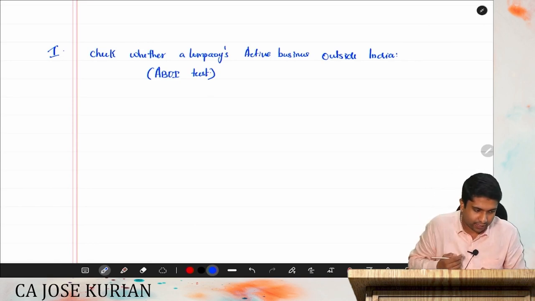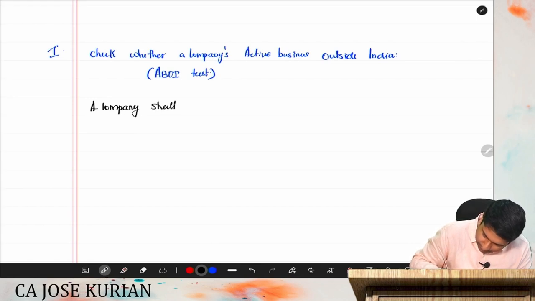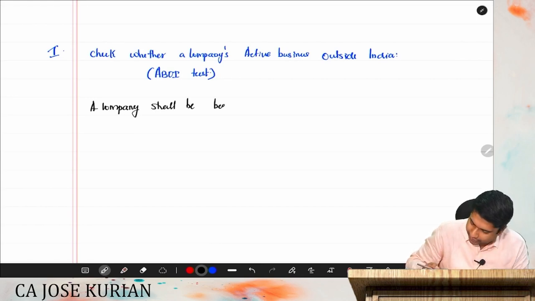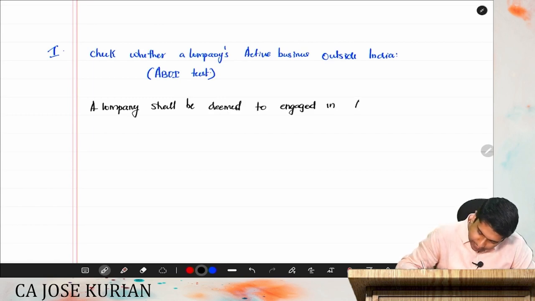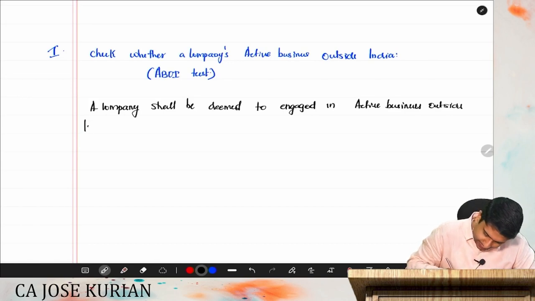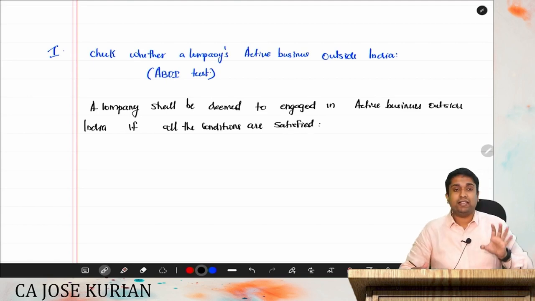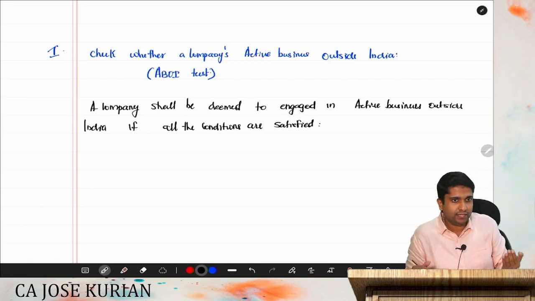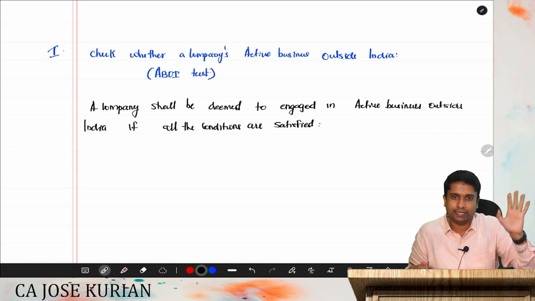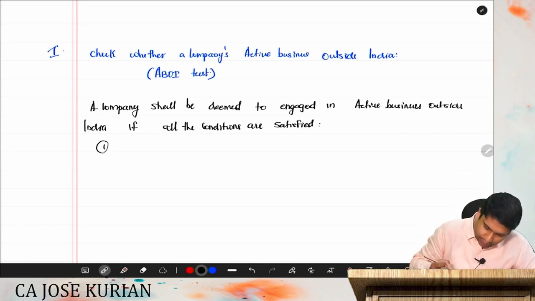So let's write it down. A company shall be deemed to be engaged in active business outside India if all the conditions are satisfied. So if a company satisfies all the conditions which we are about to explain, then the company's active business will be outside India. So let's understand which are the conditions that we have to understand.